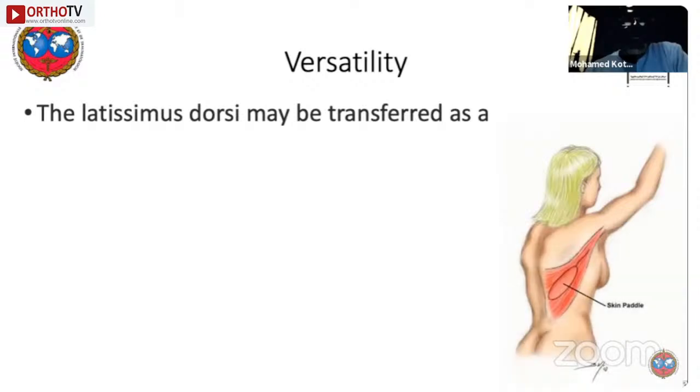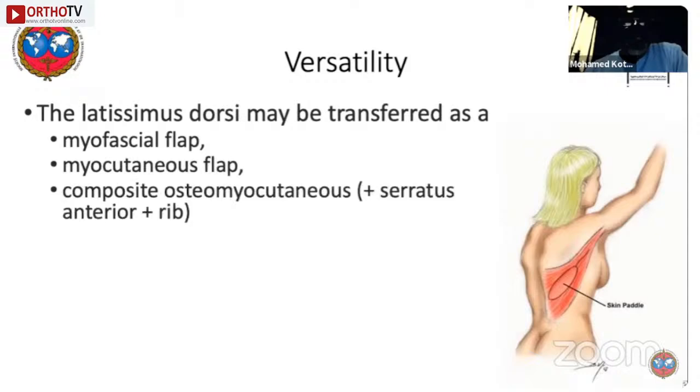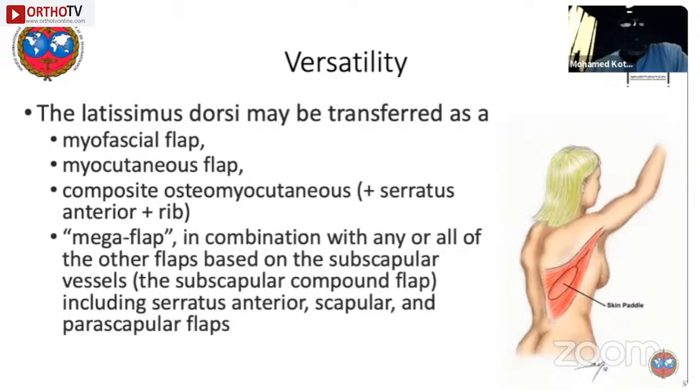So let's talk about the versatility of this flap. The latissimus can be transferred as a myofascial flap, myocutaneous flap, or composite osteomyocutaneous flap, including serratus anterior and ribs. It can also be used as a mega flap in combination with any or all of the other flaps based on the subscapular vessels, the subscapular compound flap, including serratus anterior, scapular, and parascapular flaps.